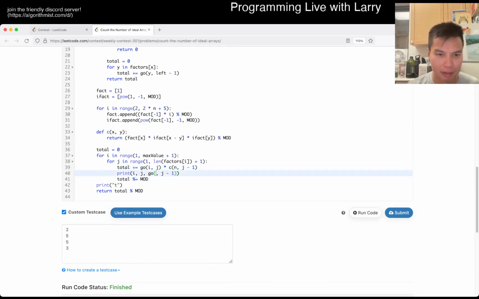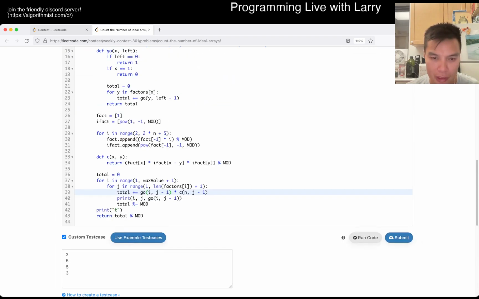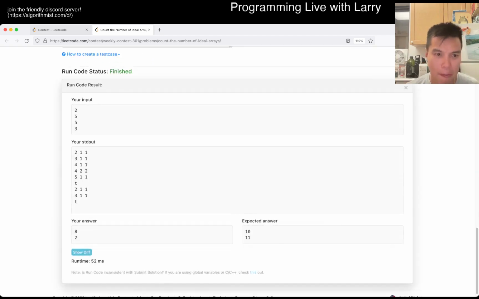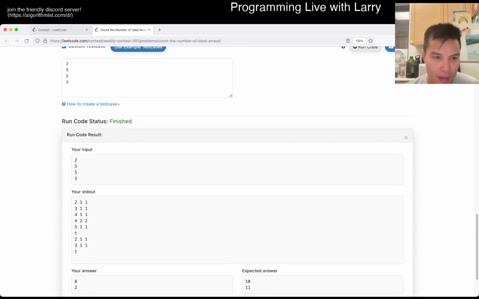Oh no, this is right. Oh, I forgot to do the j minus 1 here. That's why, because I printed it out but I got it wrong. Okay, so is this still n plus 1 maybe? Nope. Okay, what is going on here?